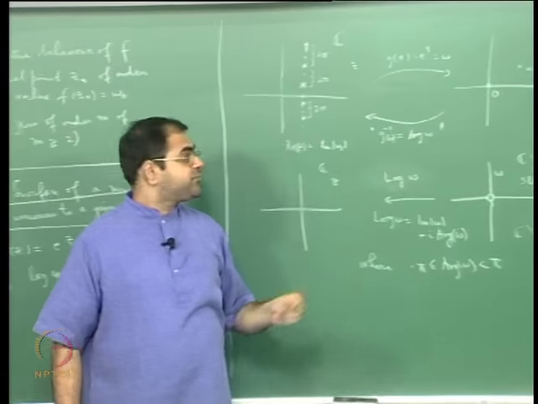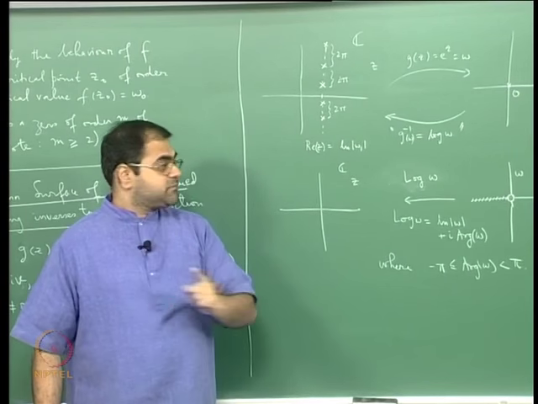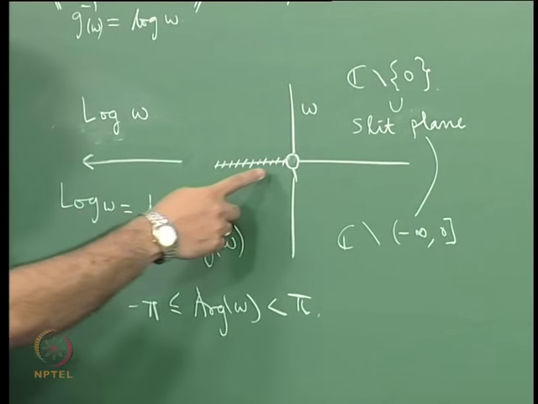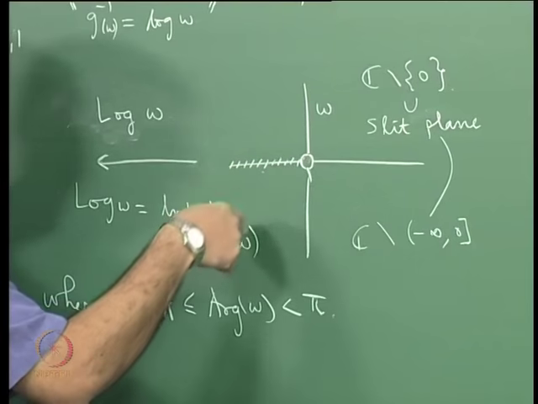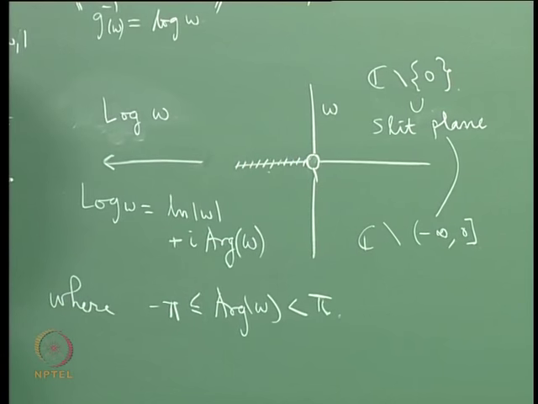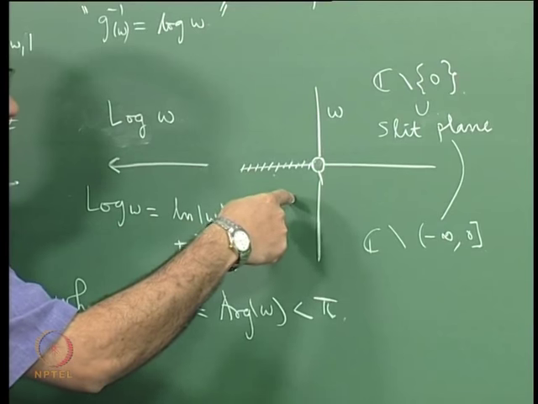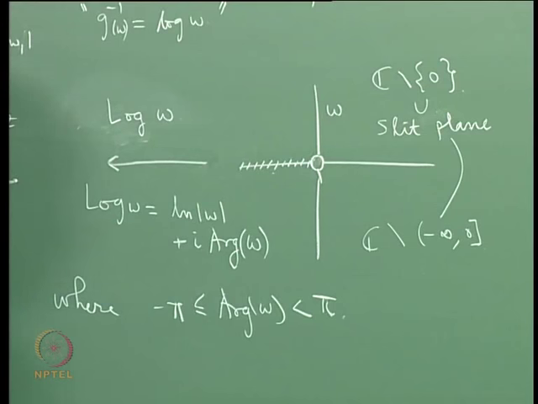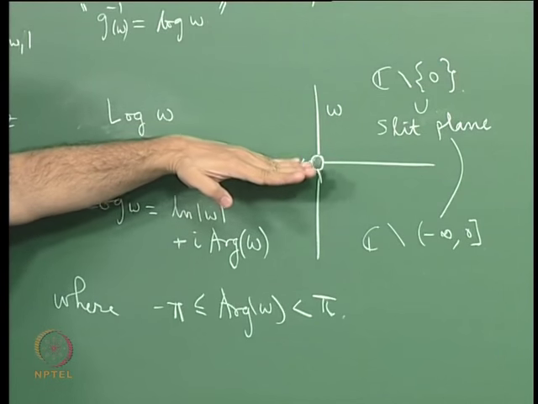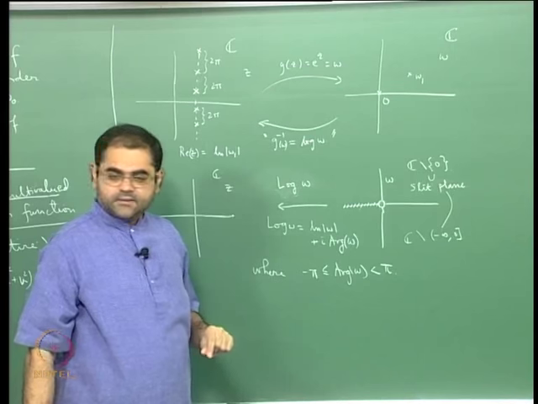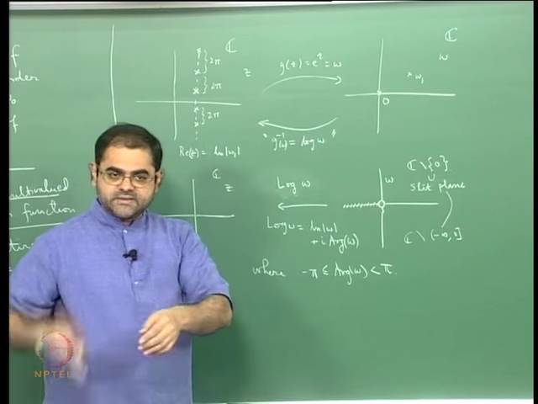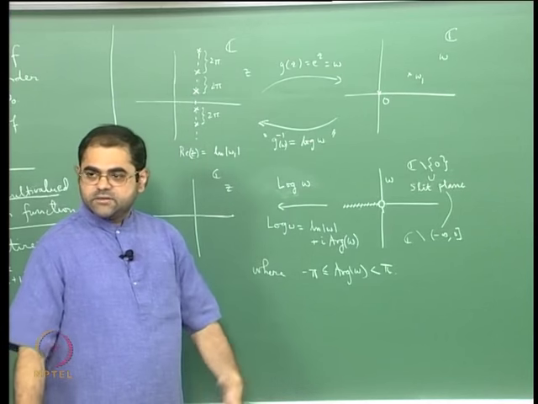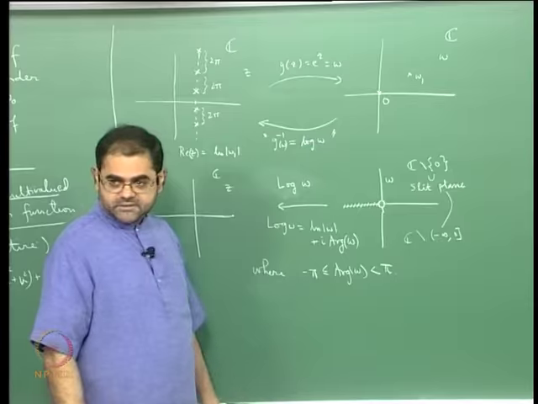So the moral of the story is you are able to get an inverse function only after making a slit in the plane. In fact this slit need not have been made here, you can even make it along a radial line. You just rotate this slit by whatever angle you want, so you can slit along any radial line, that does not matter, that will also give you a branch. This is the principal branch.